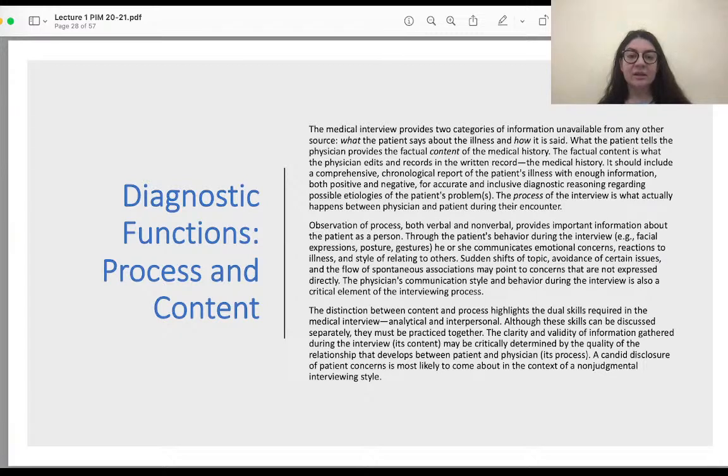The physician's communication style and behavior during the interview is also a critical element of the interviewing process. The distinction between content and process highlights the dual skills required in the medical interview: analytic and interpersonal. Although these skills can be discussed separately, they must be practiced together. The clarity and validity of information gathered during the interview, its content, may be critically determined by the quality of the relationship that develops between patient and physician, its process. A candid disclosure of patient concerns is most likely to come about in the context of a non-judgmental interviewing style.